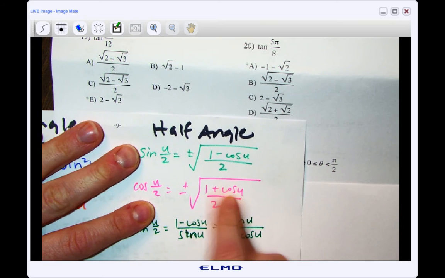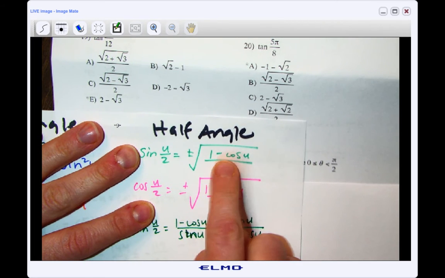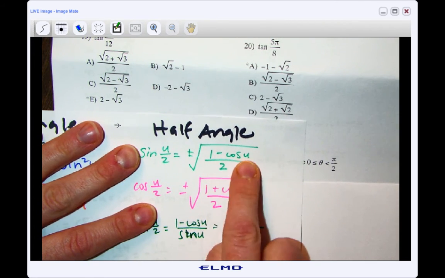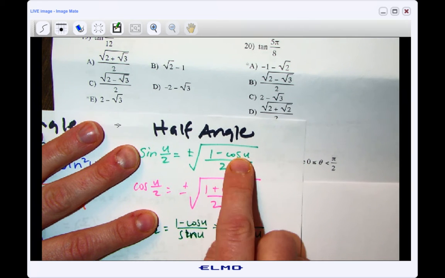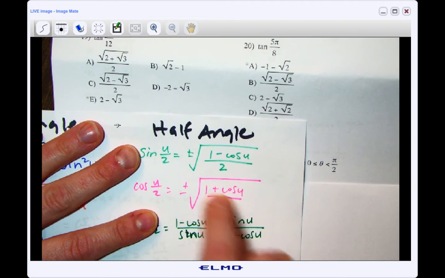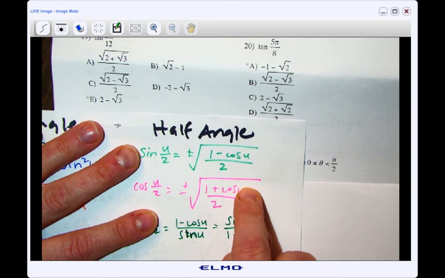Now, hopefully all of you can see inside here that I'm always going to get a positive inside, because what's the biggest value cosine can give us? It's 1, right? So if I have 1 minus cosine, this is still going to be positive. Or if I have 1 plus cosine, this is still going to be positive.